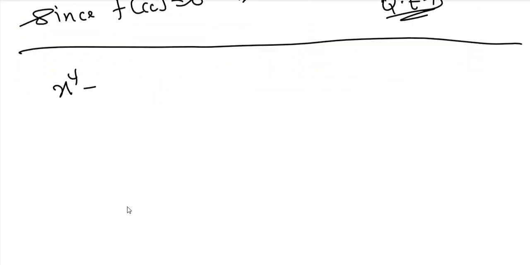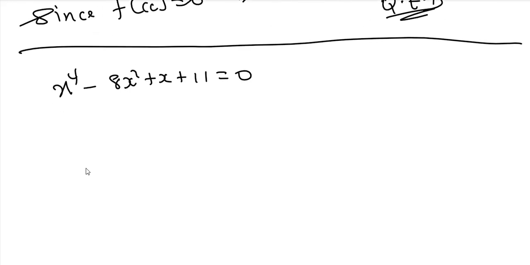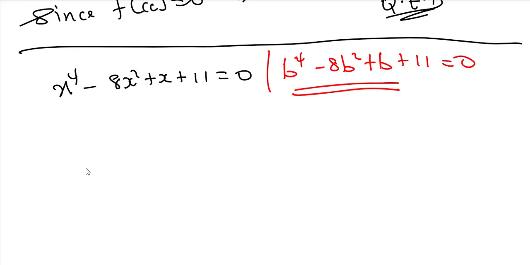8x squared plus x plus 11 is equal to 0. Now you can try this methodology again, it will still give you the same thing. Now if b satisfies this, it means that if we plug in b, we are going to have b to the power 4 minus 8b squared plus b plus 11 is equal to 0. So this means that b also satisfies that equation.